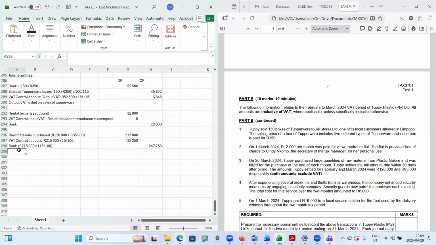Then we've got input tax on the purchase of raw materials.